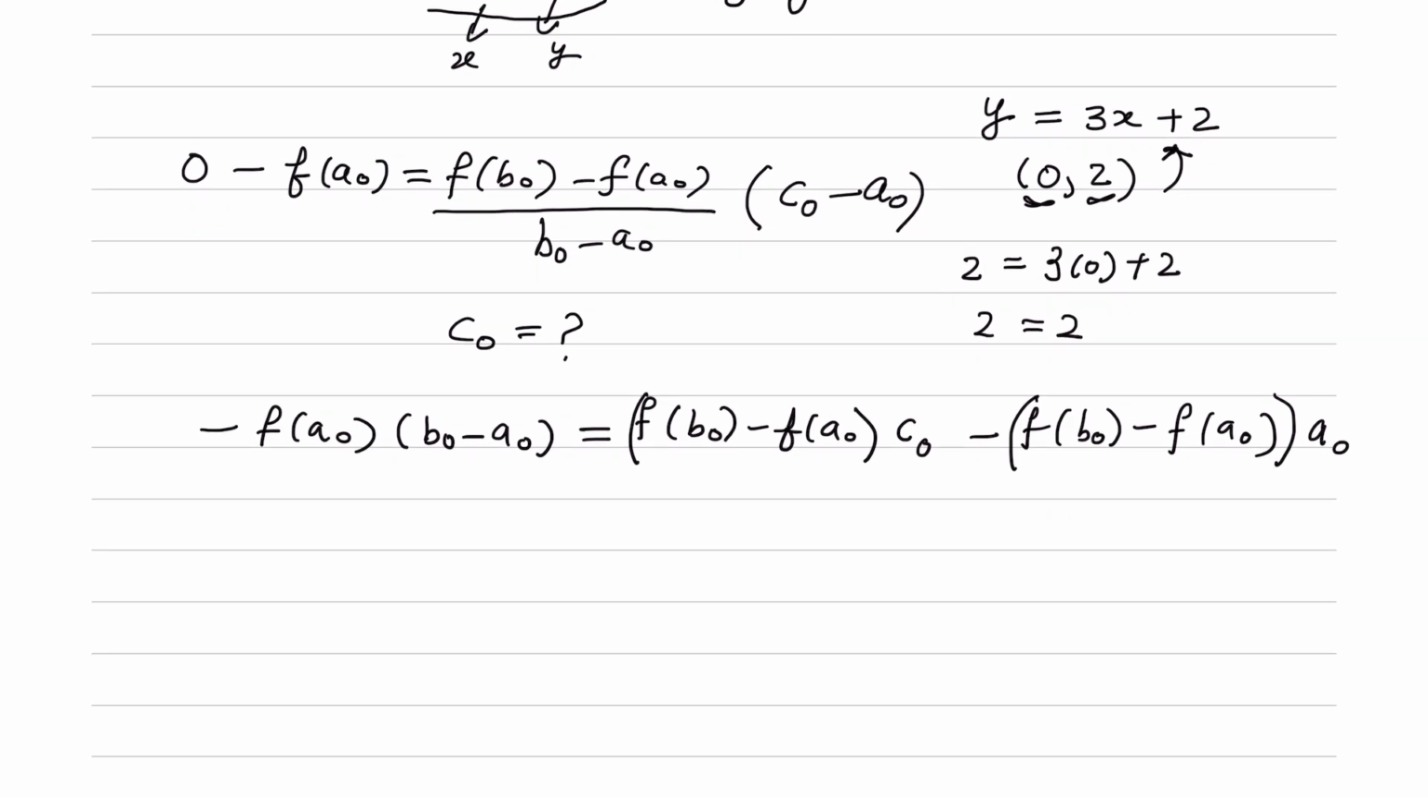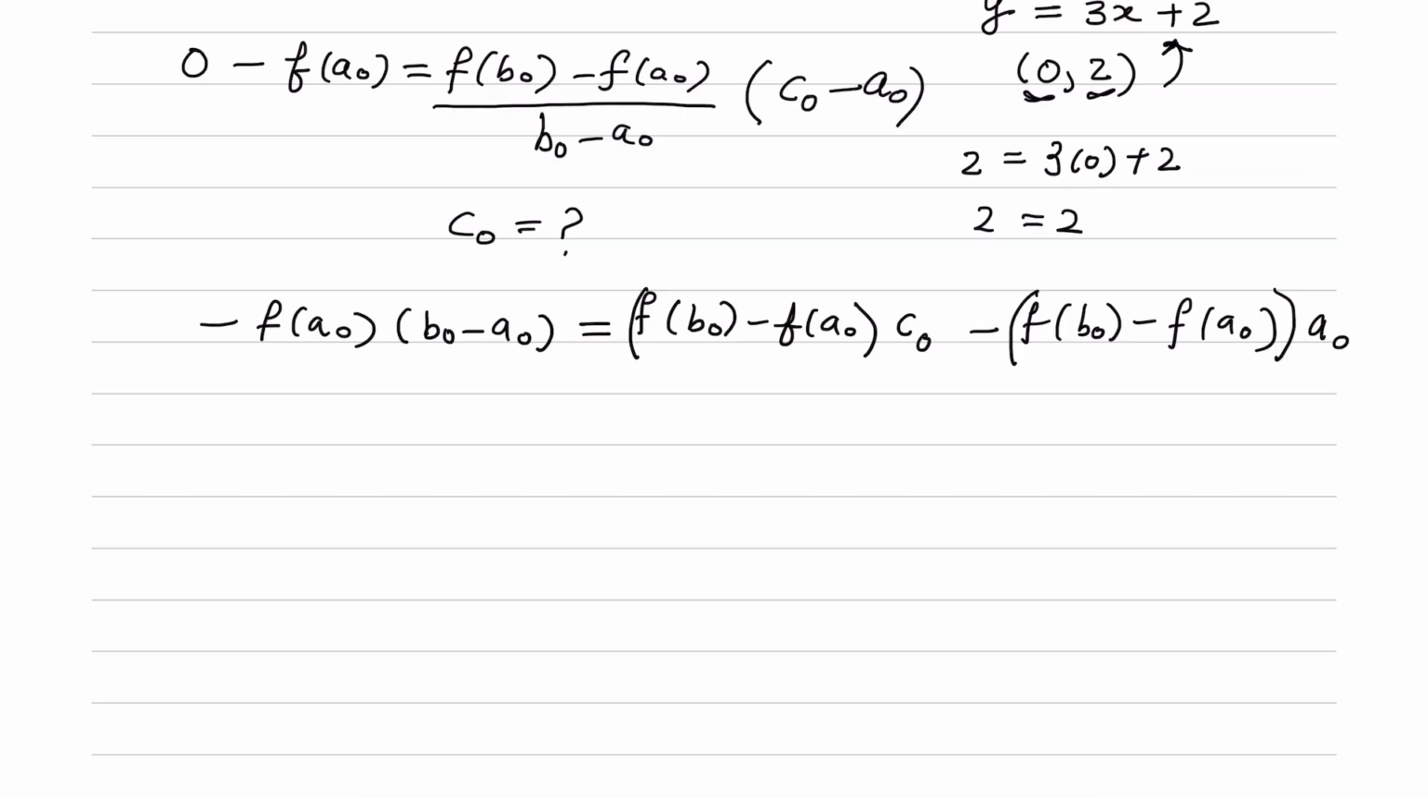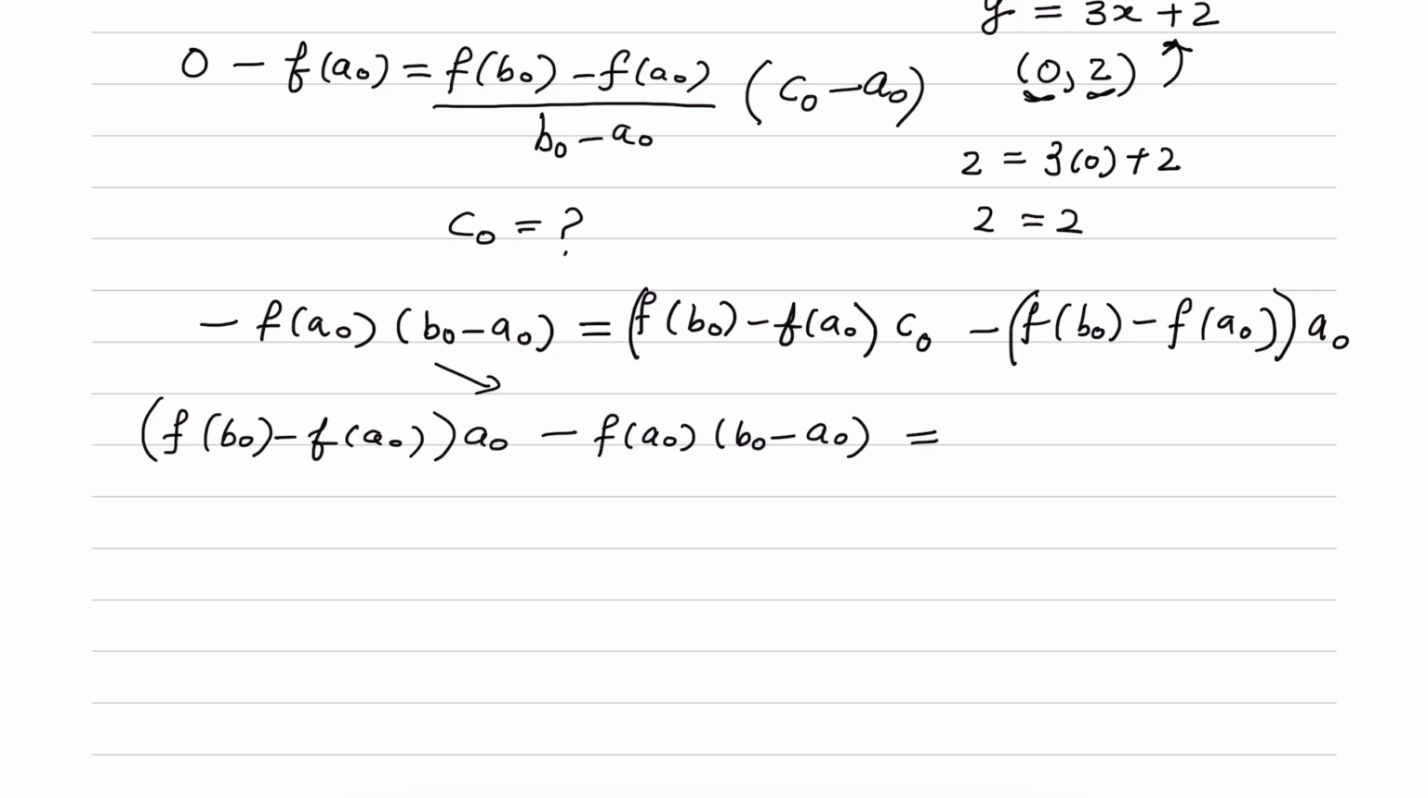Remember, we are trying to find c naught, so we will keep this term here and take the remaining terms on the other side. So we have f of b naught minus f of a naught into a naught, minus f of a naught into b naught minus a naught. And on the other side we have f of b naught minus f of a naught, c naught.